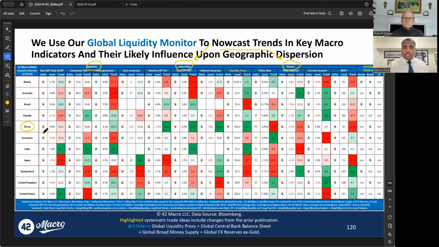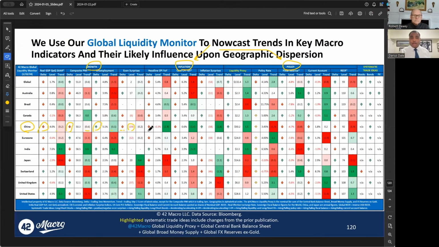Just going across the table, we see that Chinese growth is trending lower. It's below trend. That's the lagging indicator, GDP. The leading indicator as well, the PMI, is also below trend. The unemployment rate's trending higher, still below trend, so that's positive. Econ surprises have been persistently negative in China and getting worse. Headline CPI is trending lower, flirting with outright deflation and well below trend. Core CPI is trending lower, flirting with outright deflation and well below trend. And inflation surprises were deeply negative in China, although getting slightly less negative at the margins.